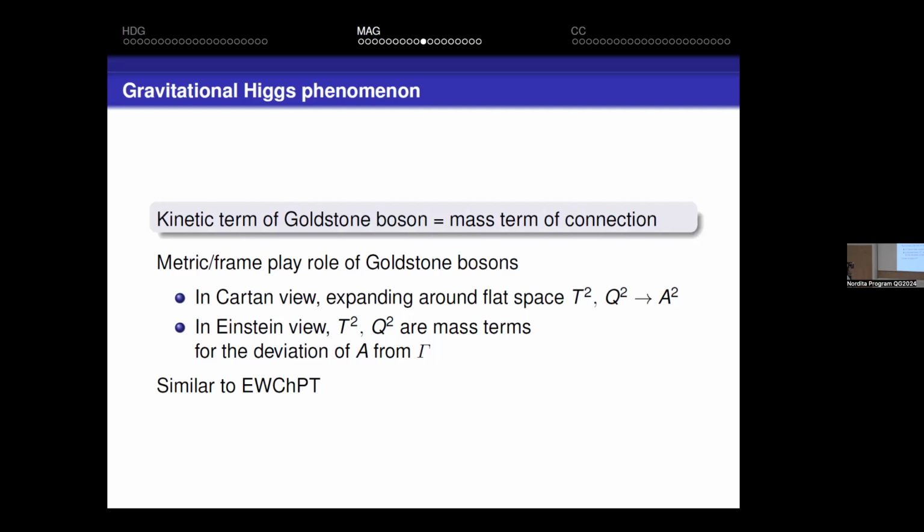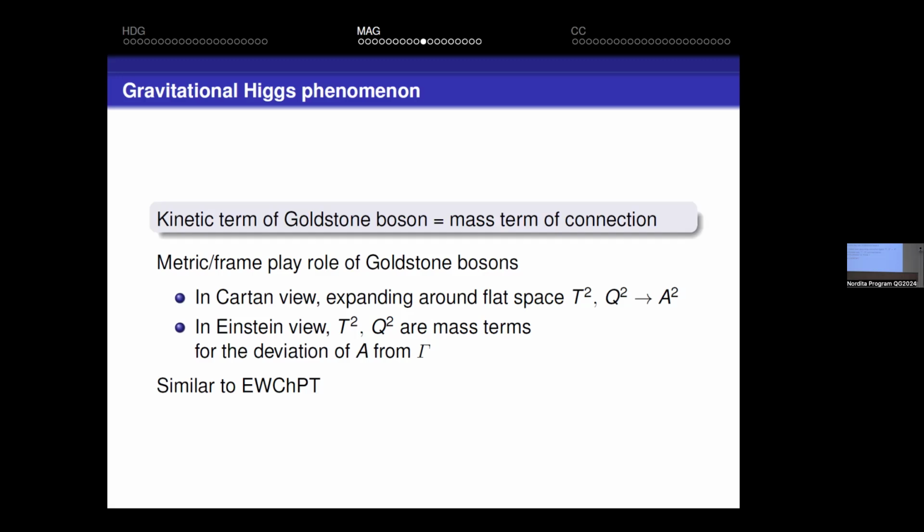Now, in the case of metric-affine gravity, the metric field and/or the frame field play the role of the Goldstone bosons. Let me define a Goldstone boson to be a field with values in a coset space. If you think for a moment, you will see that this is completely a reasonable definition.